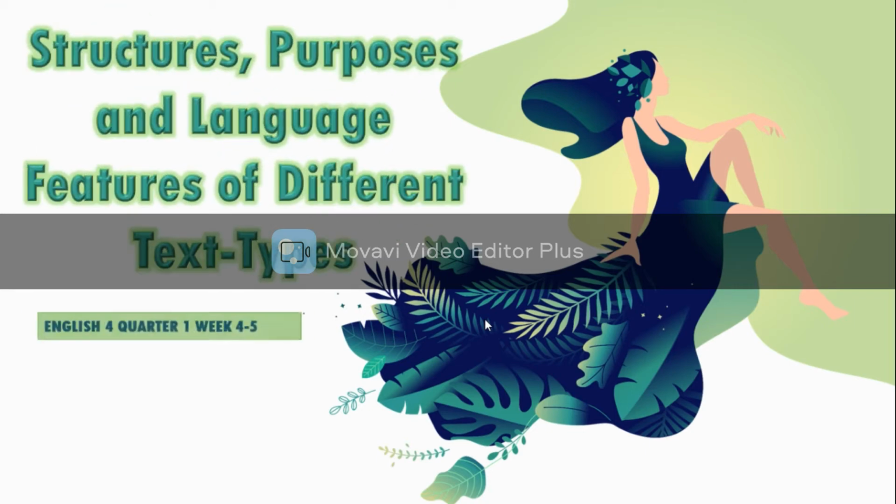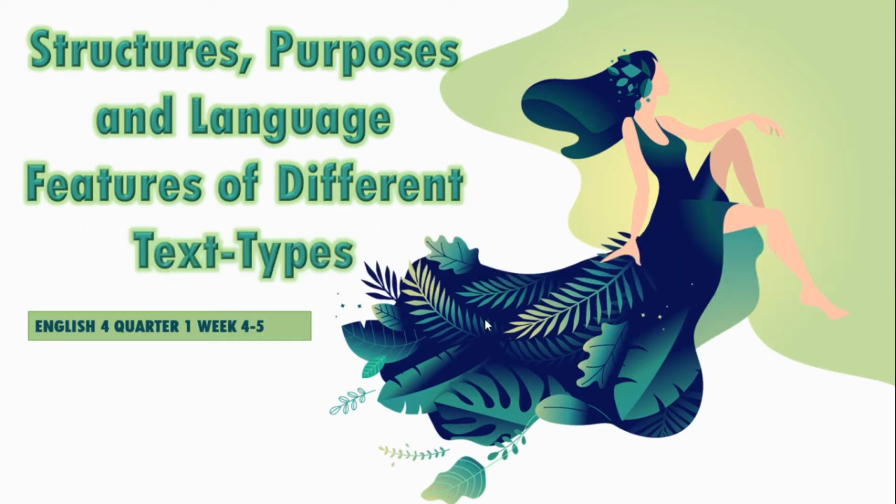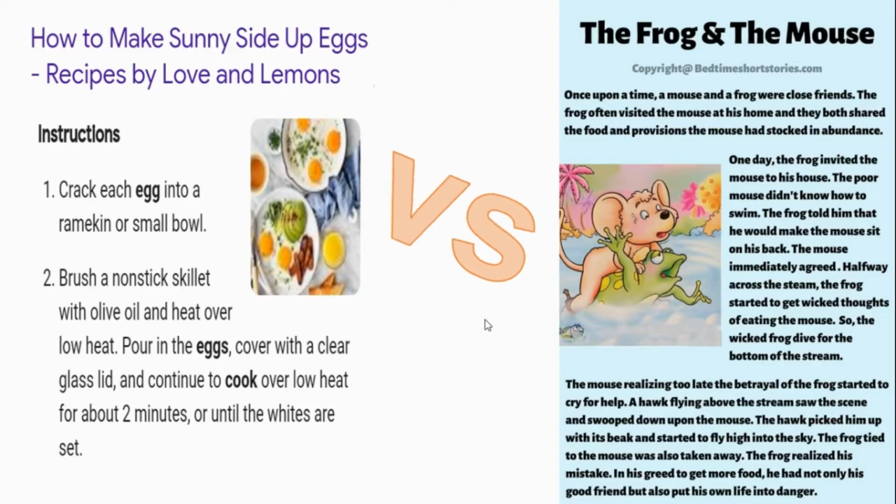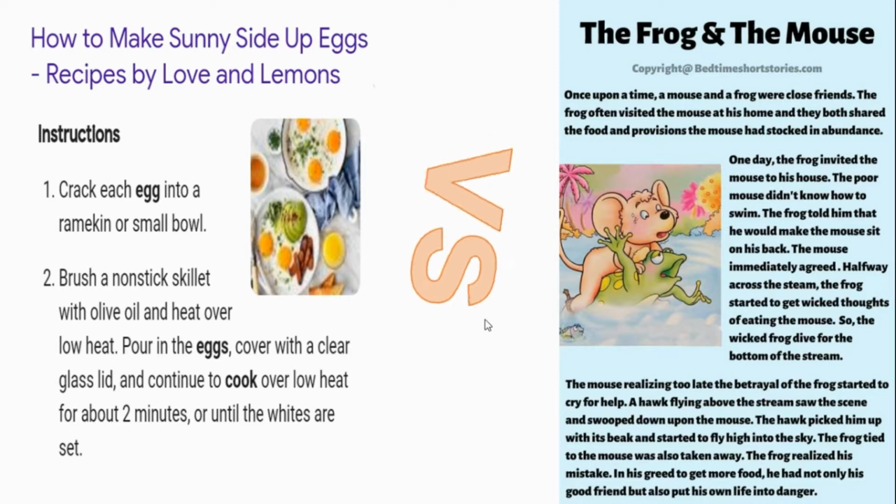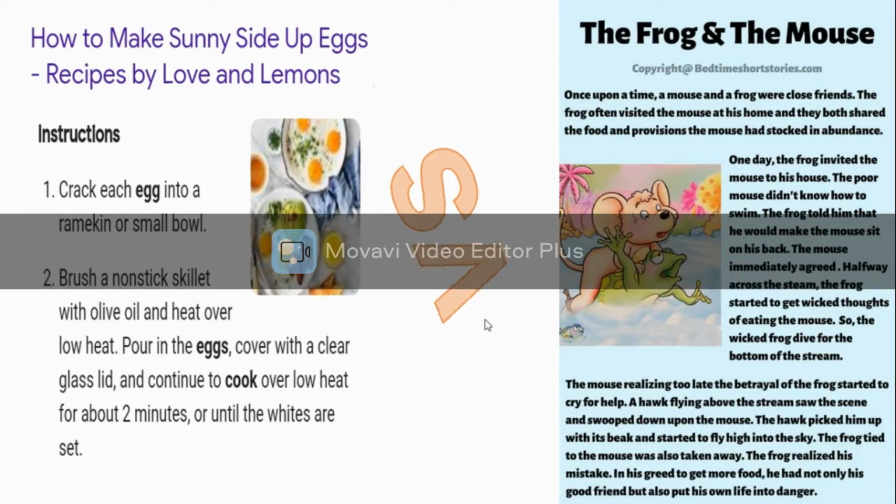Hi kids, today we're going to talk about the structures, purposes, and language features of different text types for our English for quarter 1, week 4 and 5. So I have here two types of text and I'm going to ask you later on what is the difference of this text. So we have here a recipe and a short story.